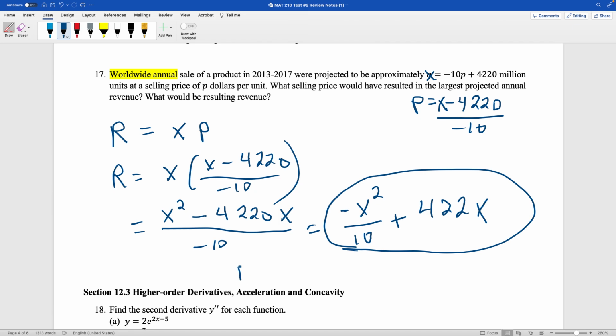The other way we could do this is take the derivative of the revenue and set that equal to 0. That tells us what X value gives us a maximum. So we take its derivative, and we get negative 2x over 10 plus 422. If we solve where that is equal to 0, we'll find what X value, and X is now quantity, gives us that slope of 0, which means we're at the top of the mountain. Then we would have to go back and plug it in.